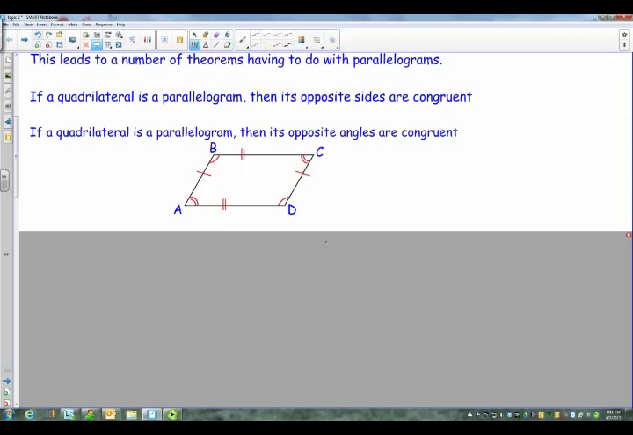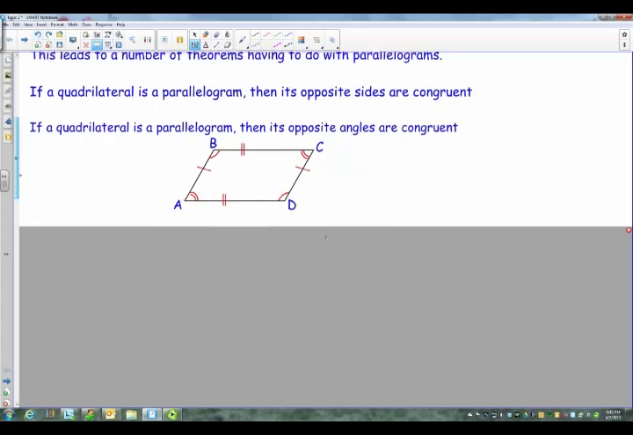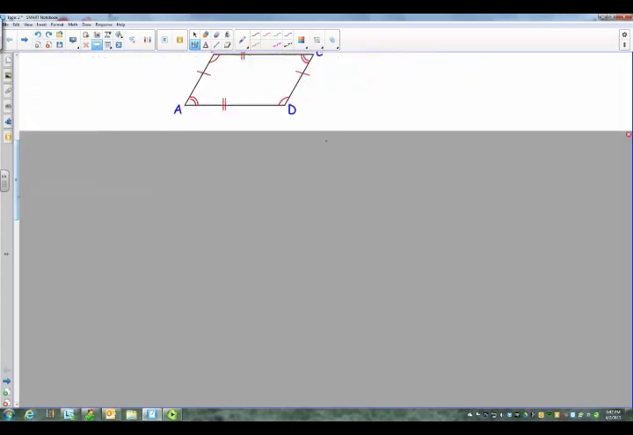The second thing is, if a quadrilateral is a parallelogram, its opposite angles are congruent. So you see here angle A and angle C. Those are opposite each other. Those are congruent. Again, angle B, angle D, those are congruent. Okay, so opposite sides, opposite angles are congruent. That's really important to remember.